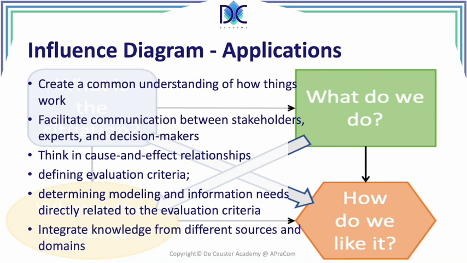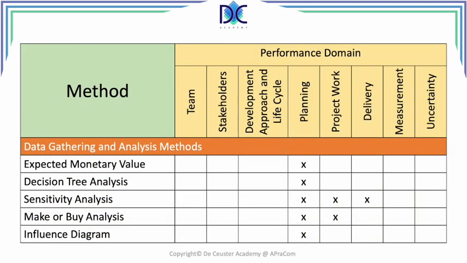Now we have to have a look at how we link the different methods to the performance domain. And we see that expected monetary value is linked to the planning performance domain. So is the decision tree analysis and the influence diagram. Sensitivity analysis is linked to the performance domains planning, project work, and delivery. And the make or buy analysis is linked to planning and project work. And that's it for the data gathering and analysis methods related to decision making, where we finished again with linking them to the different performance domains.